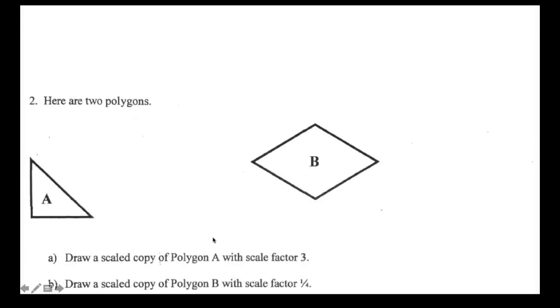Number 2, here are 2 polygons. Draw a scaled copy of polygon A with a scale factor of 3. So let's do that first. Now you might notice there is no center point given. Okay, we didn't give you the center point anywhere. That means you choose where the center point is at. This is where I chose my center point. You can see it right there in red.